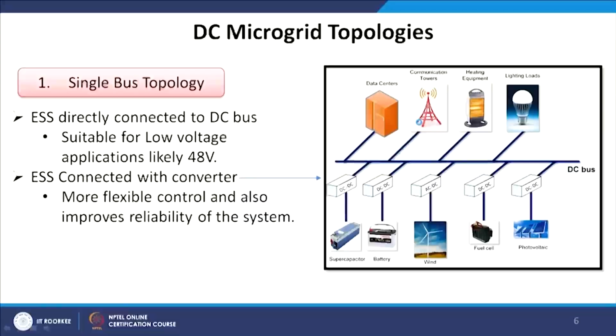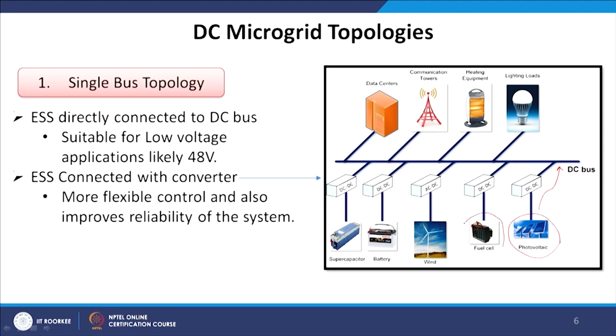DC microgrid topology, the structure. Let us concentrate on single bus topology and then we will move to multi-bus topology. Now, the single bus topology, please concentrate. We can see that the photovoltaic energy source through a DC-DC converter can be connected to my DC grid.